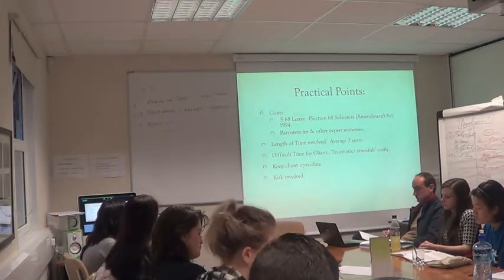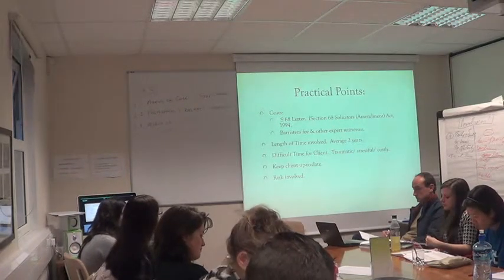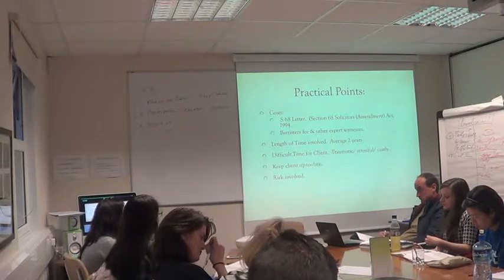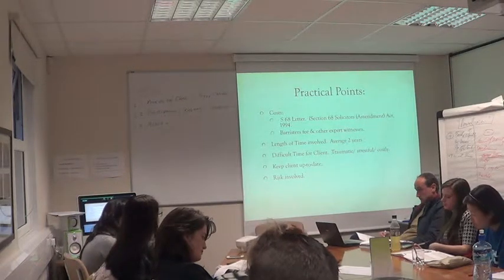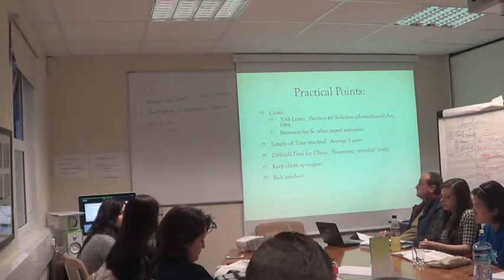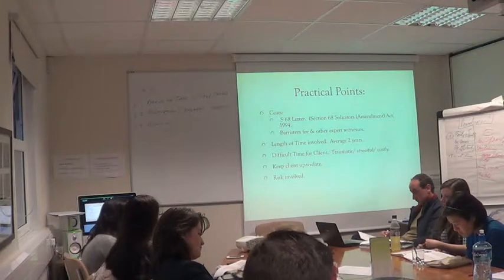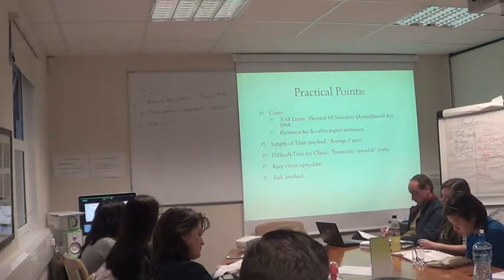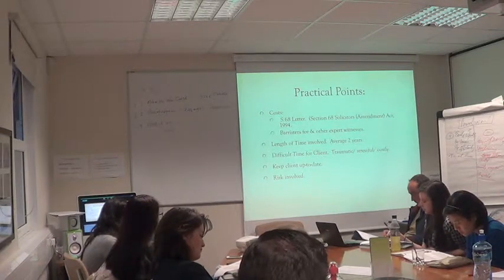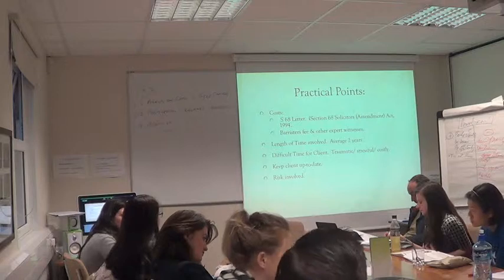So some practical points, as I just mentioned there, costs are a really key issue here. The first thing that a solicitor must do, obviously, when a client has engaged a solicitor, is to send what's known as a Section 68 letter. Has anybody heard of that? Section 68 letter? Basically, this is Section 68 of the Solicitors Amendment Act 1994, and this letter sets out details in relation to legal costs.